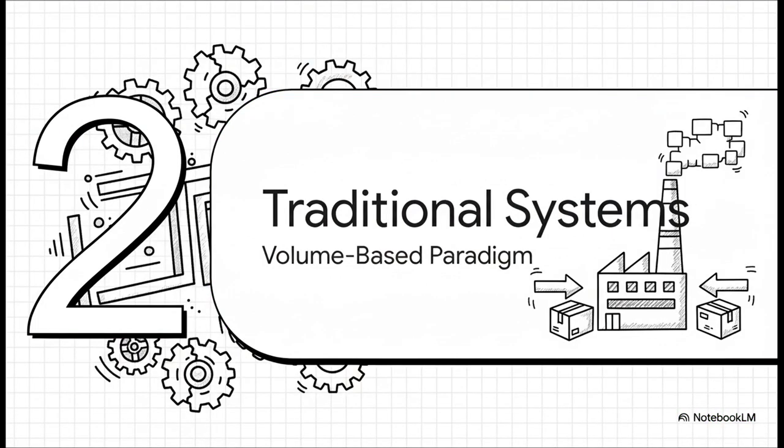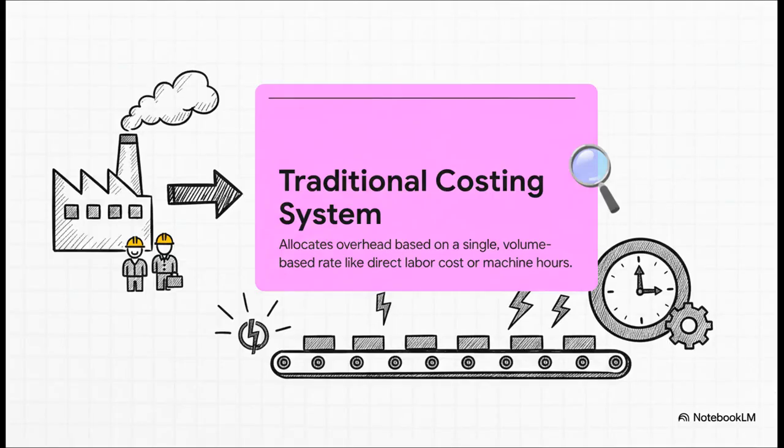Historically, organizations have relied on what we call traditional costing systems to solve this puzzle. But, as we are about to see, these systems are predicated on a paradigm that is becoming less and less relevant in our complex modern economy. The core idea here is, well, simple. The traditional system allocates all plant-wide overhead using a single rate, and that rate is tied directly to production volume. It assumes that if you run the machines for twice as long, you'll consume twice the overhead. It posits a direct, almost perfect relationship between production volume and the consumption of overhead resources.